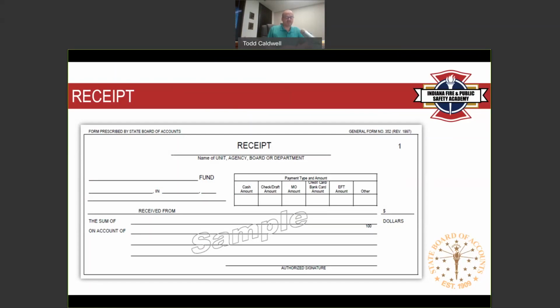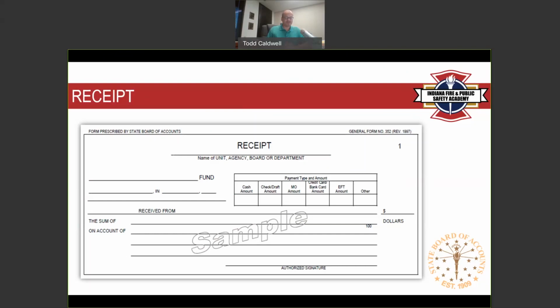unless it's something that your computer system generates or it's a form that's been approved by the State Board of Accounts. Sometimes we see what we refer to as dime store receipts, or maybe more appropriately now, because dime stores no longer exist, Office Depot type of receipts. They're very generic. They may not be pre-numbered, those types of receipts. This is what you should be using as your receipt form, or something that has the same information on it.